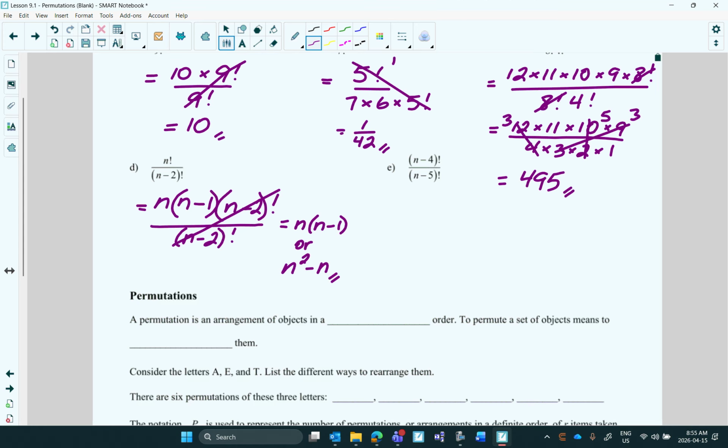Similarly, which one's bigger? N minus 4. So take the n minus 4 and start writing 1 less, n minus 5. Well, I can stop there because that matches the denominator, which allows me to cancel. So I'm left with n minus 4. We're going to see that we use this when we solve permutation equations on the next page.